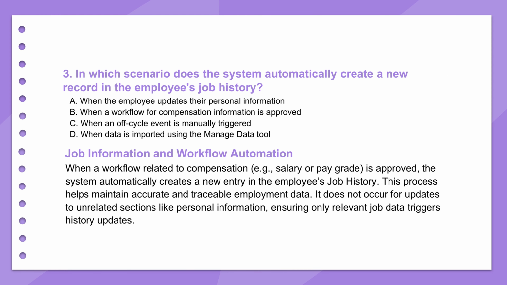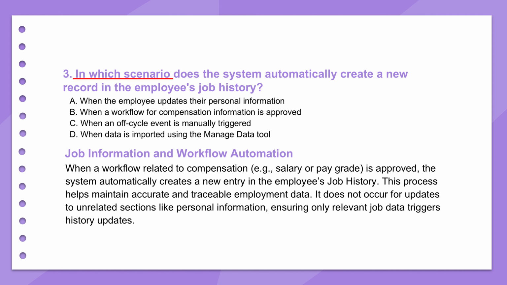Interesting gotcha. Okay, let's switch gears a bit to automation, which is huge for efficiency. Here's the question. When does the system automatically create a brand new record in an employee's job history? Does it happen when, say, personal info gets updated?